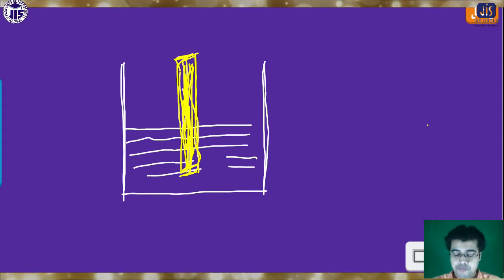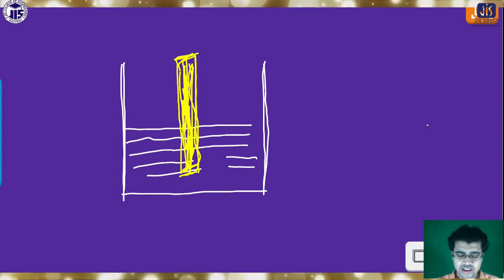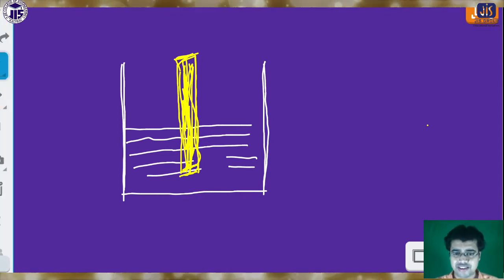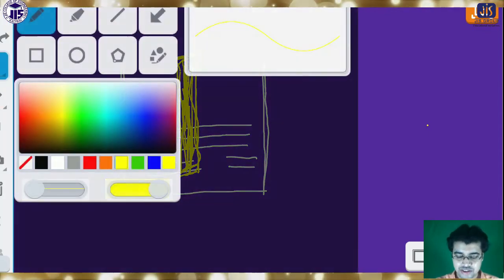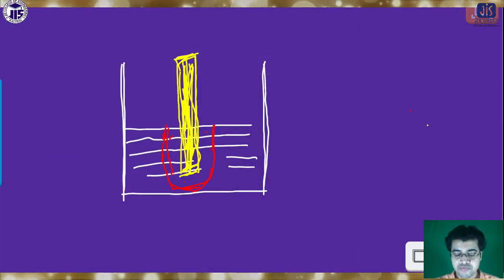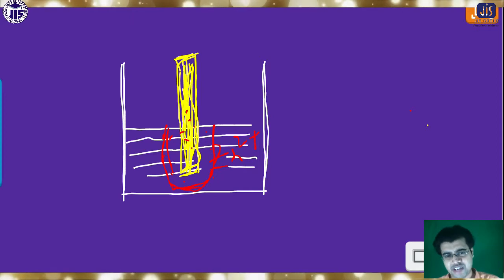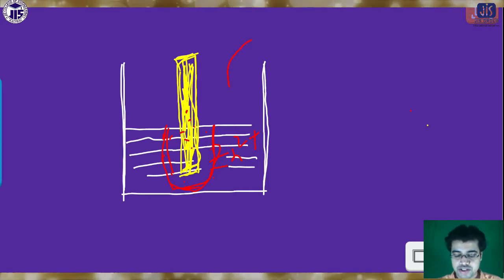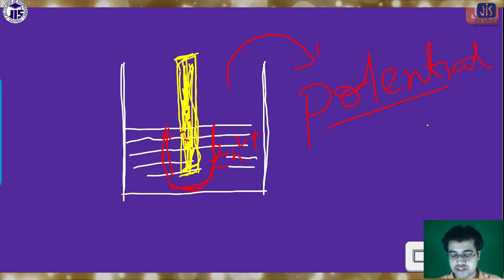Okay, then what happened? Look, two different charges remain side by side: on the surface there is Zn2+, and on the other side there is a full of electrons in the electrode. So when these two different charges remain side by side, then what happened? One potential is developed. This type of potential is actually called the electrode potential.